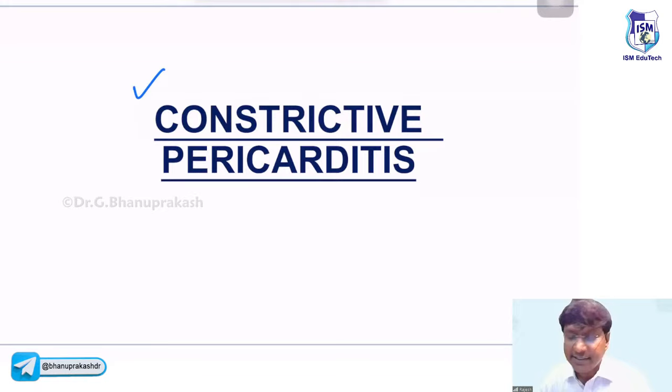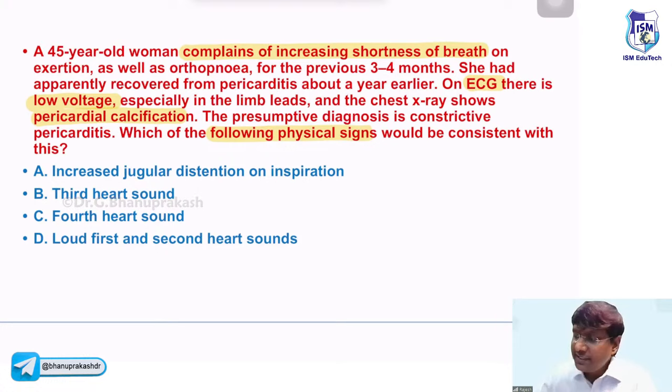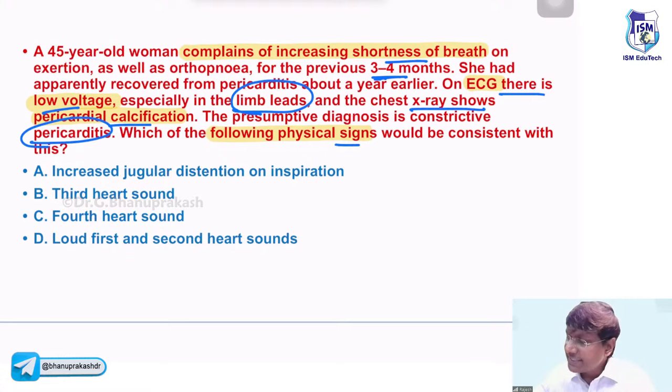You see this question: a 45-year-old woman complains of increasing shortness of breath on exertion. Along with that, the patient has also had orthopnea for the previous 3 to 4 months. She had apparently recovered from pericarditis about a year earlier. On ECG, low voltage complexes are seen, particularly in the limb leads. Chest X-ray shows pericardial calcification. The presumptive diagnosis is constrictive pericarditis. Which of the following physical signs would be consistent with this?